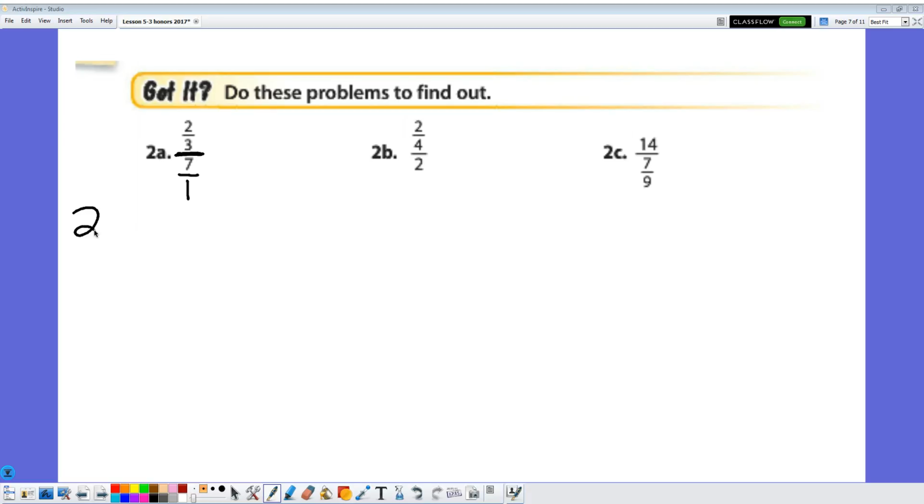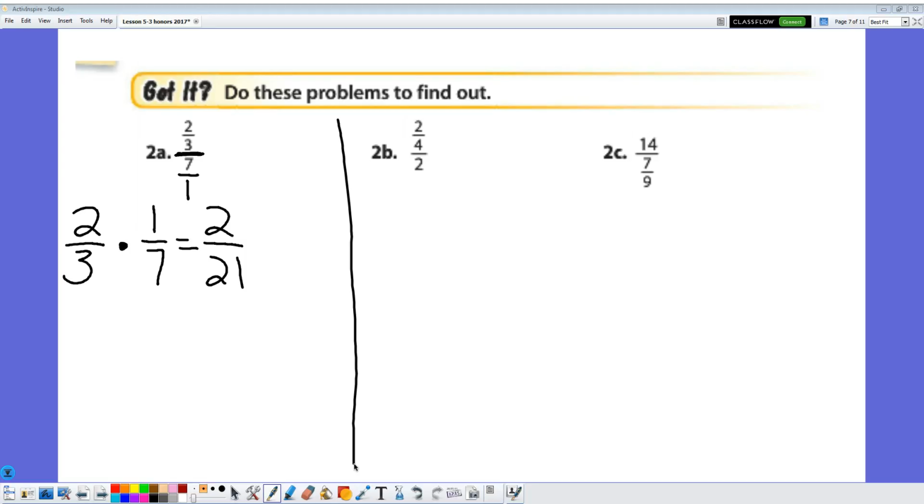And now I'm going to do the same thing. I'm going to keep 2/3. I'm going to write the multiplicative inverse of 7/1, which is 1/7. 2 times 1 is 2. 3 times 7 is 21. And since that is already in simplest form, I cannot do anything else.